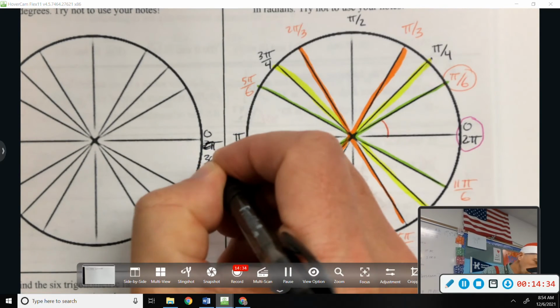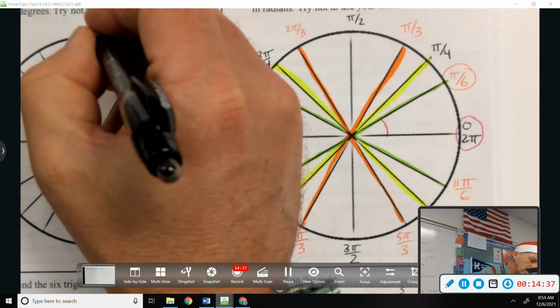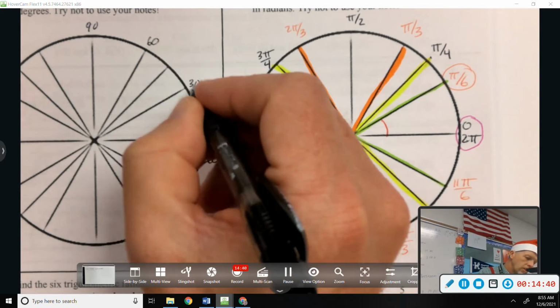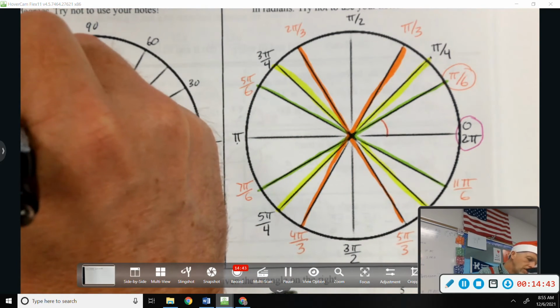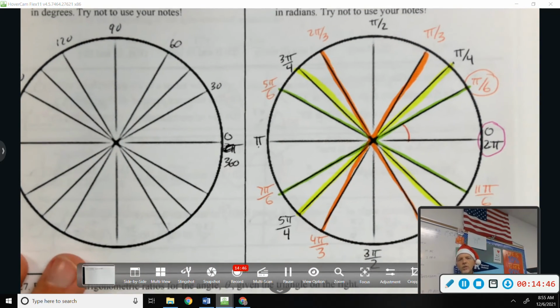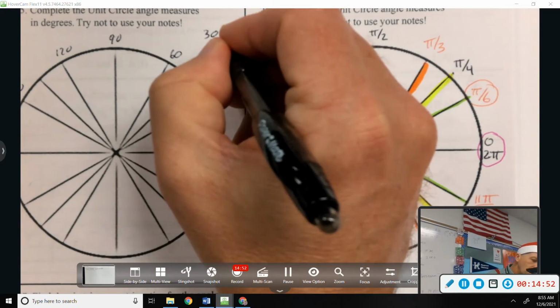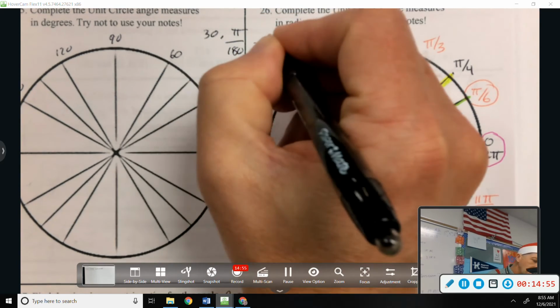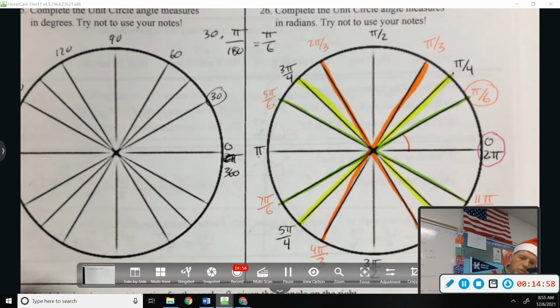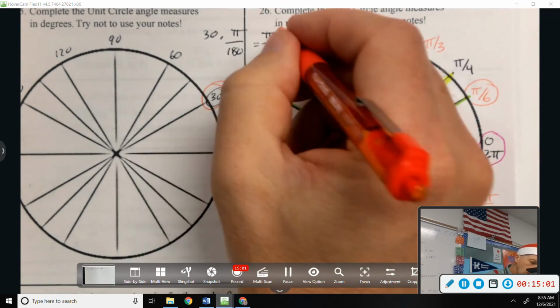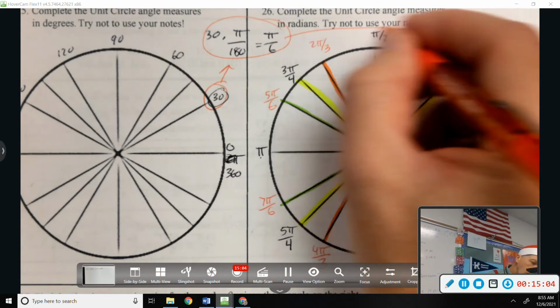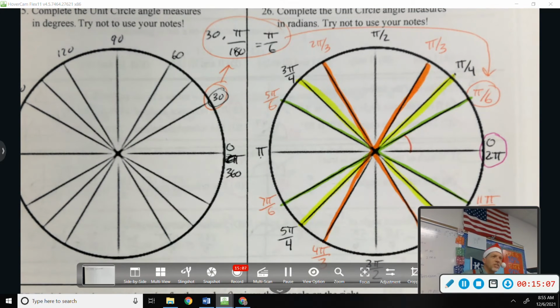Most of you are probably going to do the degree one first, because you're more comfortable with that, and that's okay. 30, 60, 90, 120, 150, and so on. And if you get stuck, you can just convert. Like if you're not sure of a particular angle, take 30, do times pi over 180, and you end up with pi over 6. So, I mean, I wouldn't do that for every single angle around the circle, but if you got stuck on one or you wanted to check, you can do the conversion to make sure that you're on the right track.